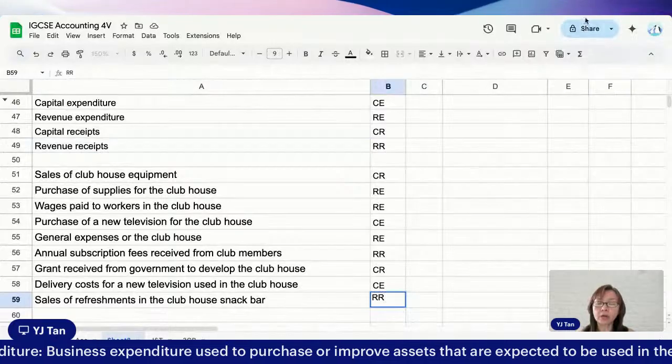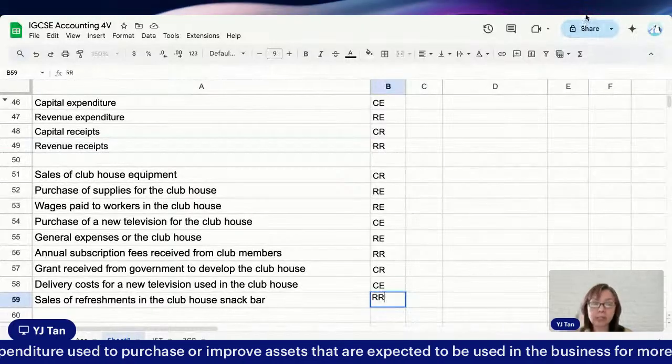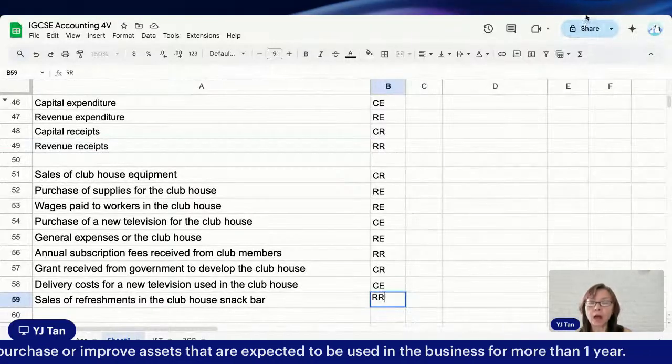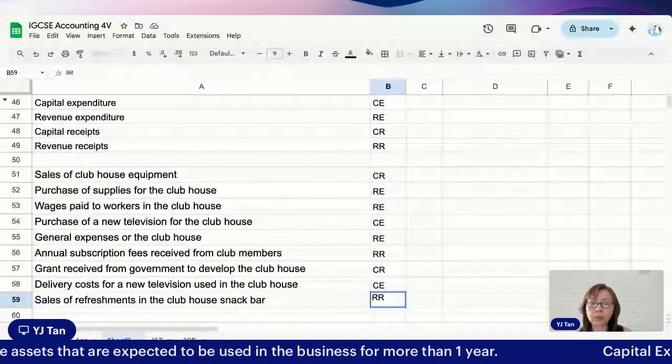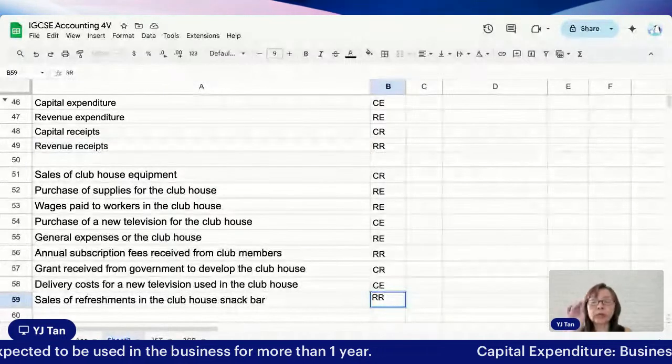So this is the example that we wanted to talk about. That's all for it. And then in the next video, we want to talk about the implication if, let's say, you classify these wrongly.